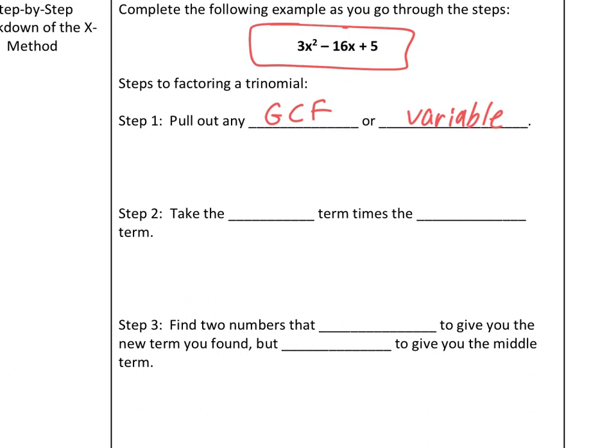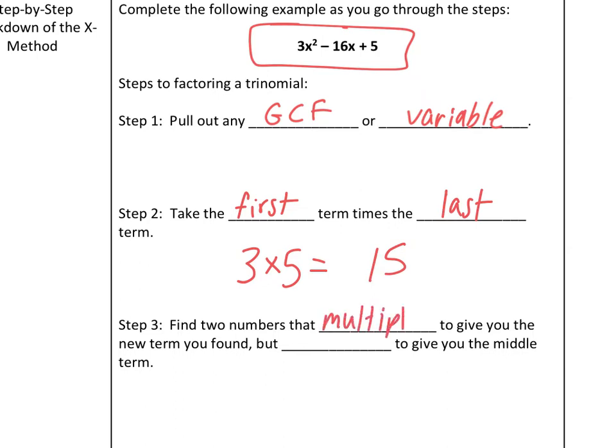Step 2. You are going to take the first term, technically the first coefficient, times the last term, or the last coefficient. So my first term, 3x squared, I'm going to take that 3, and I'm going to multiply it by my last term, which is just 5. What is that? 15. So I want to find 2 numbers that multiply to give me 15, but I want them to add to my middle term.